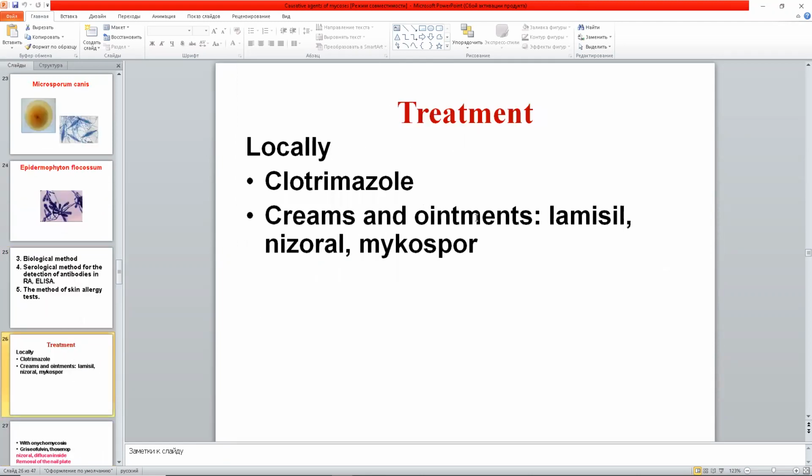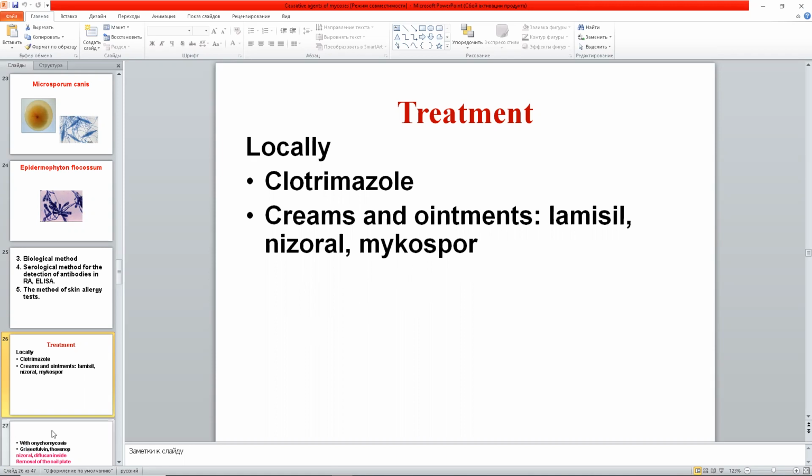Treatment. So what about treatment? At first, treatment is done locally. Application of solutions or cream like clotrimazole. Water solution of clotrimazole is useful for onychomycosis, for treatment of mycosis of nails, water solution, just at the initial stage. Then creams and ointments like Lamisil, Nizoral, Mycospor. But sometimes if the patient did not use these medicines immediately, they are not useful.